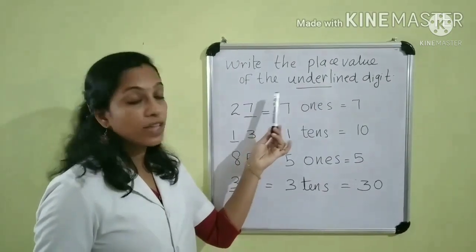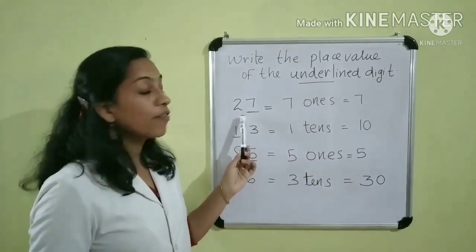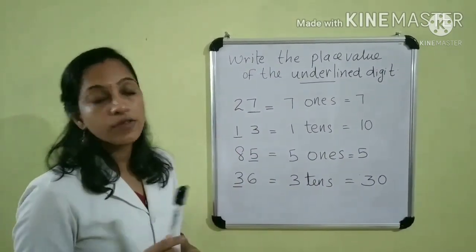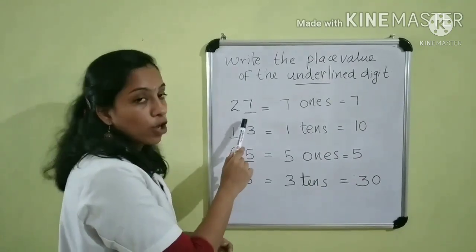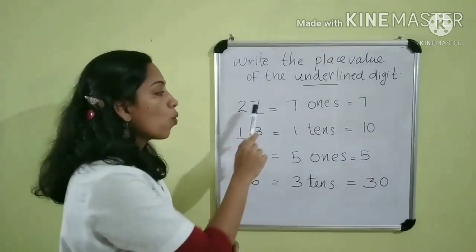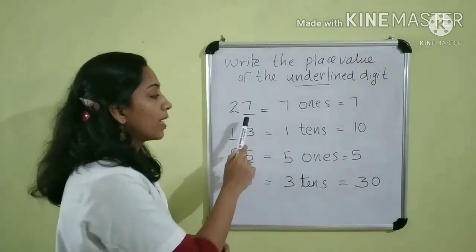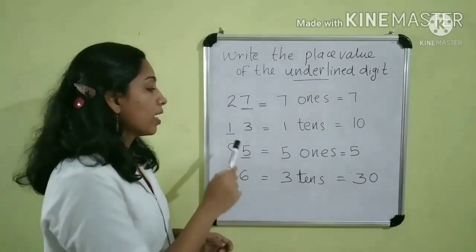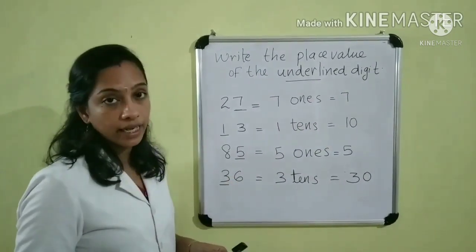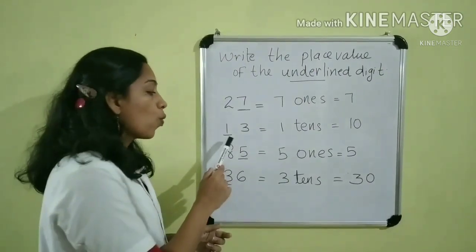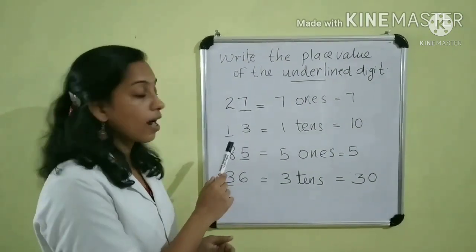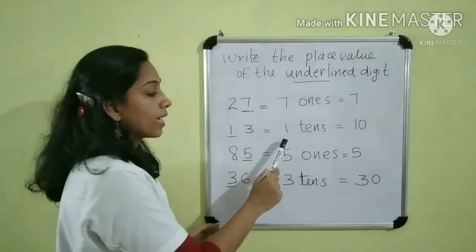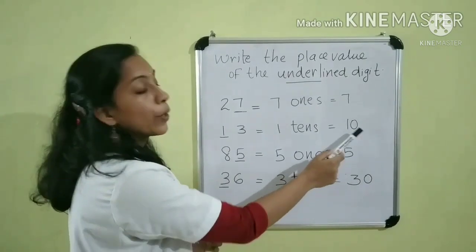Write the place value of the underlined digit. The first number, 27. Here we have to find out the place value of 7. We know that the 7 comes under ones place. So, the place value of 7 is 7 ones, that's equal to 7. In the next number, 13, we have to find out the place value of 1. We know the 1 comes under tens place. So, what is the place value of 1? That is 1 ten, which is equal to 10.